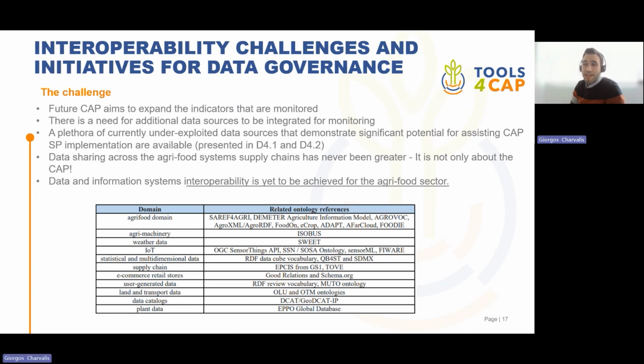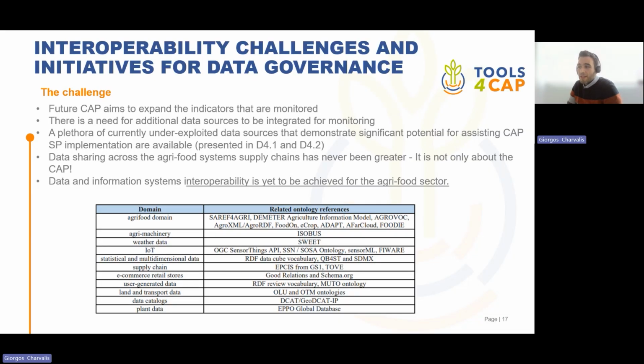So we can say the needs are increasing for more and more indicators and additional data sources that should be utilized. So far, we see that there are underexploited data sources. And this is not only about the CAP, because it's a whole ecosystem. So the interoperability and standardization between the components of the ecosystem is something broader and yet to be achieved.